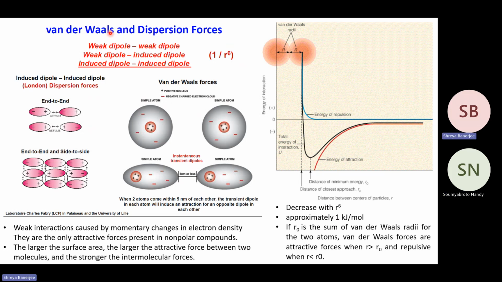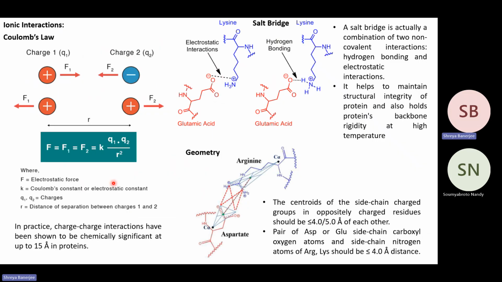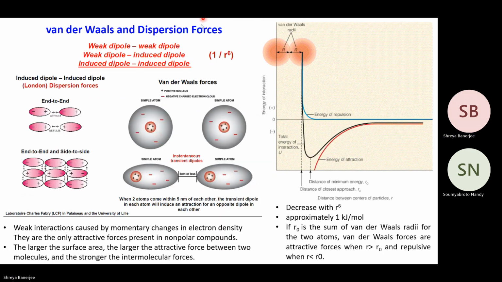So the van der Waals and dispersion forces are proportional to 1 by r to the power 6, whereas the electrostatic forces are proportional to 1 by r square. So as r is decreasing, its effect on the van der Waals forces is much higher.